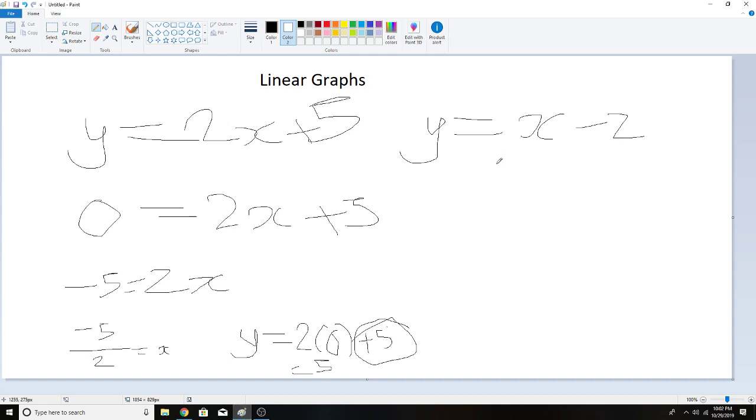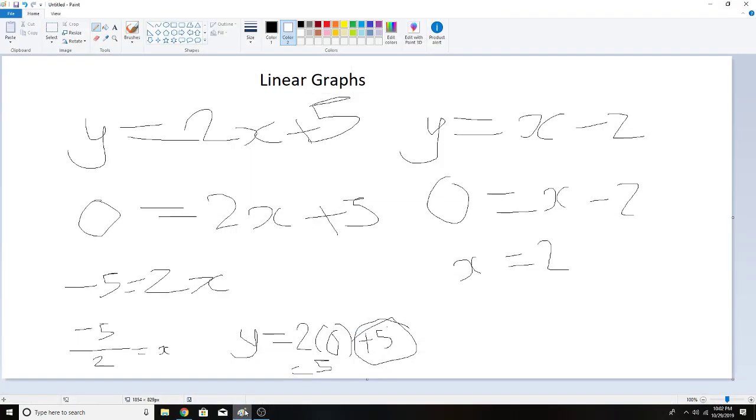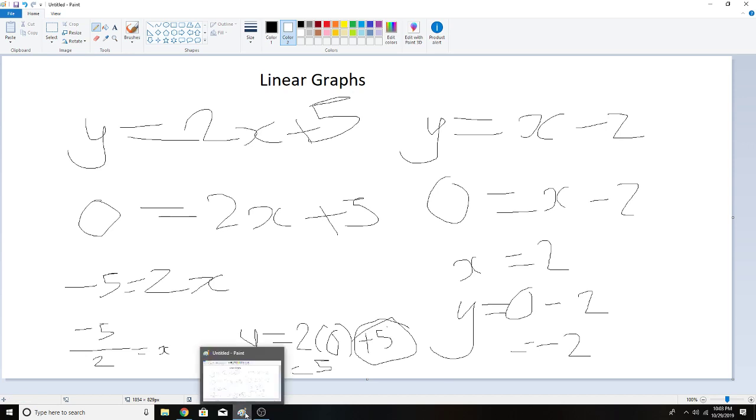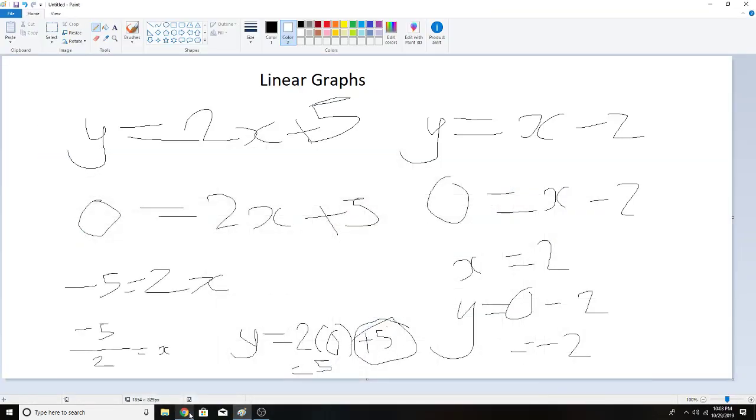Now let's do this other equation. Sorry, it's really messy. Let's do it when y equals 0. So 0 equals x minus 2. We move the 2 to the other side, so it's add 2. So x equals 2. Is it plus 2 when y equals 0? Why yes, look. Then if we now do the y value, y equals 0 minus 2, and that equals minus 2. If we check the graph, yeah, definitely. So 0, minus 2. Coming along well.